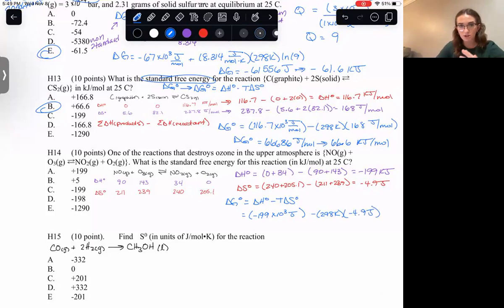So Julia, if we're looking at values here, if we have 298 times negative 4.9, that ends up as a negative value because we have a positive times a negative. That results in delta H minus a negative number, which turns into plus, plus whatever.